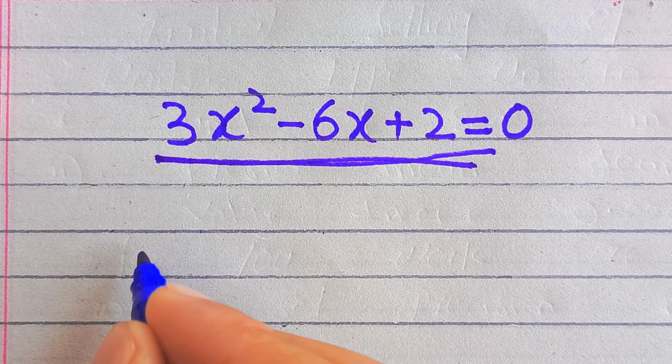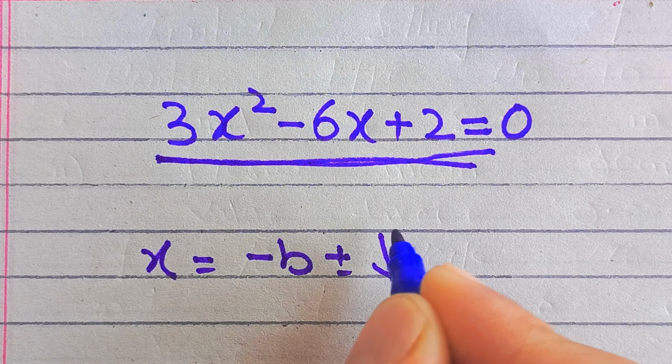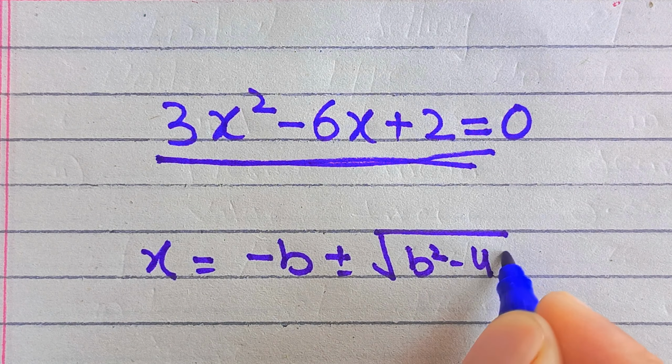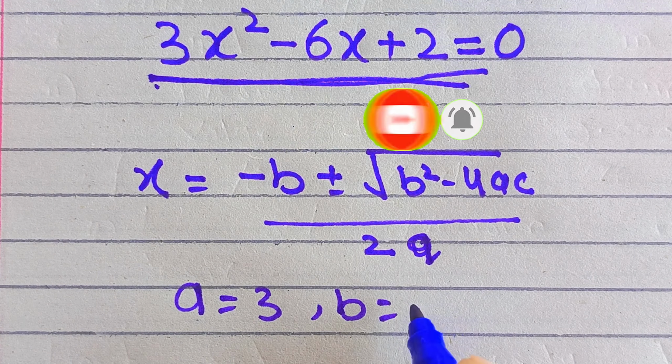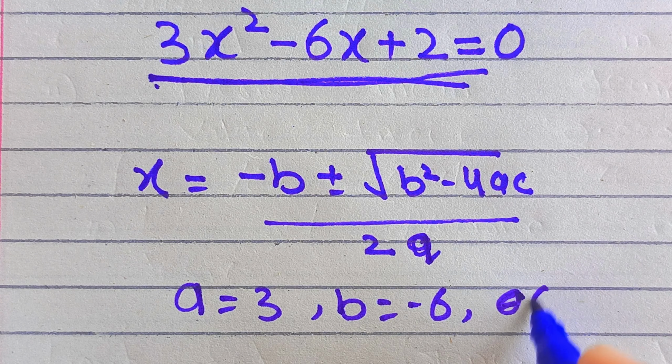As we know, the quadratic formula is x is equal to minus b plus or minus under root b square minus 4ac, divided by 2a. Now here in this equation, the value of a is 3, the value of b is minus 6 and the value of c is 2.